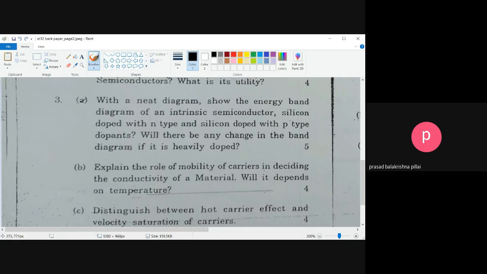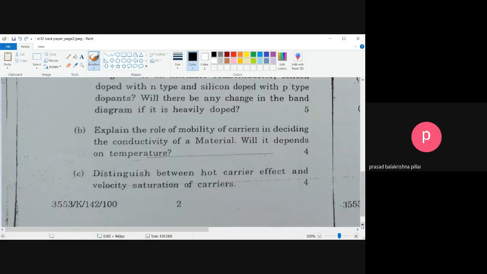Then, explain the role of mobility, which we have discussed. You can refer to the notes and write down your answers. Then, hot carrier effect and velocity saturation of carriers. We have spent one lecture on that, so you should be able to write this down. I'm not expecting that all of a sudden you will be able to answer, but you have to refer back to your notes, because these are subjective type questions, and then write down the answers.